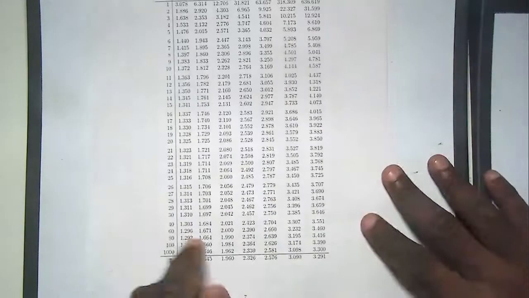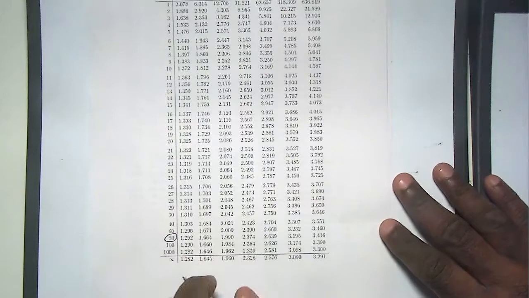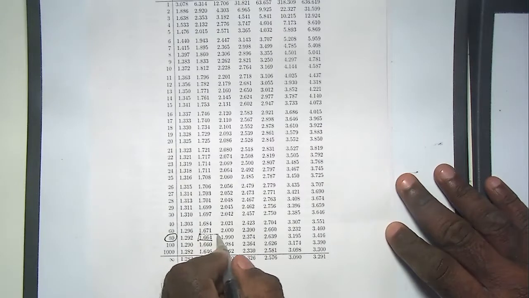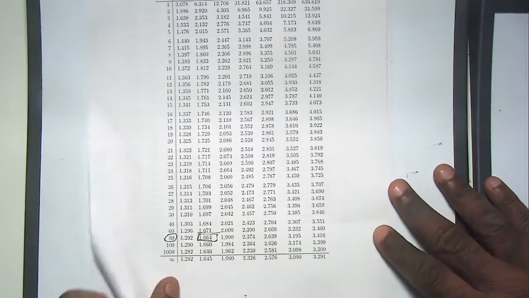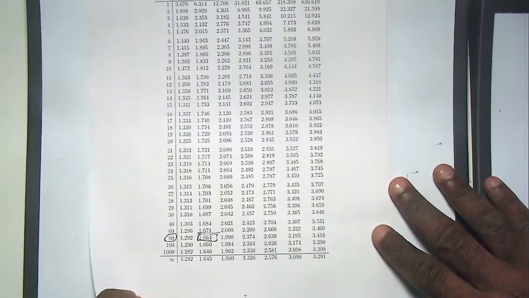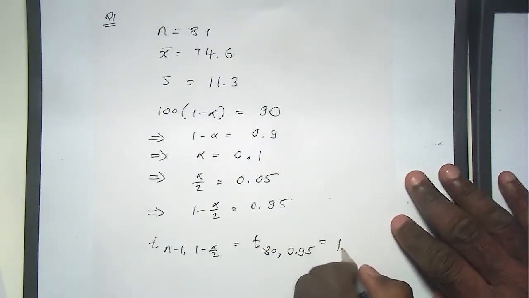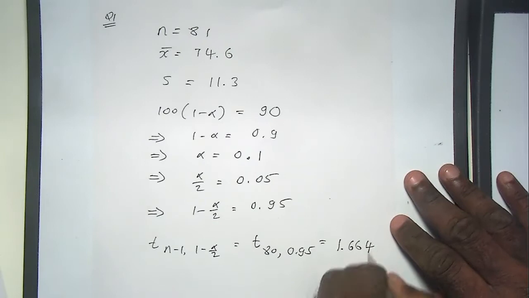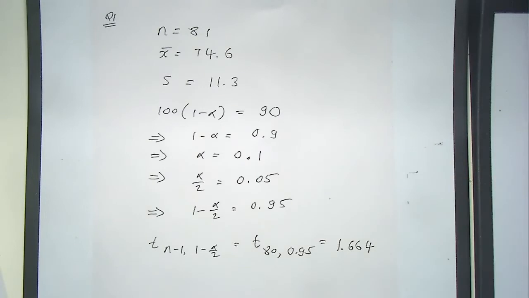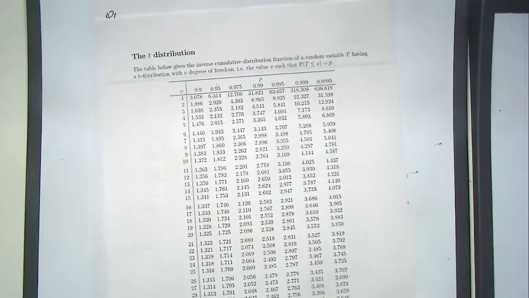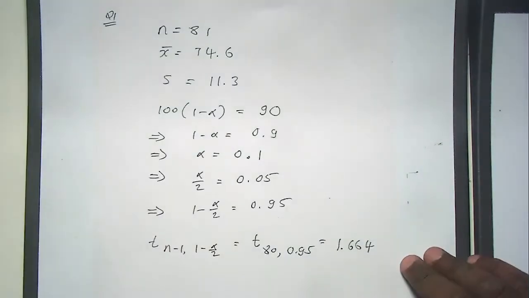So you look down here, this is 80, right? And 0.95 is this one. So this value here is equal to 1.664, right? Do you see how I got it from the table here, guys? This is 80 and this is 0.95, so you get it to be 1.664, right?